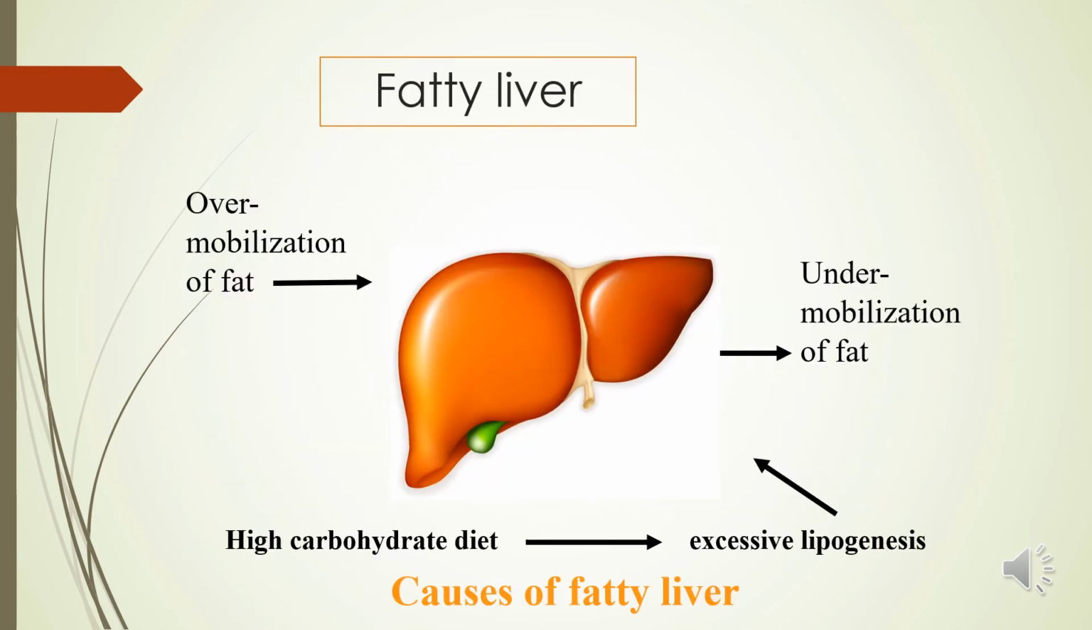Another problem that may be associated with deranged lipid and cholesterol metabolism is the fatty liver. The causes are summarized as overmobilization of fat and lipids to the liver, undermobilization of fat from the liver, or excessive carbohydrate intake, which leads to excessive lipogenesis and further accumulation of fats in the liver. This condition requires treatment.